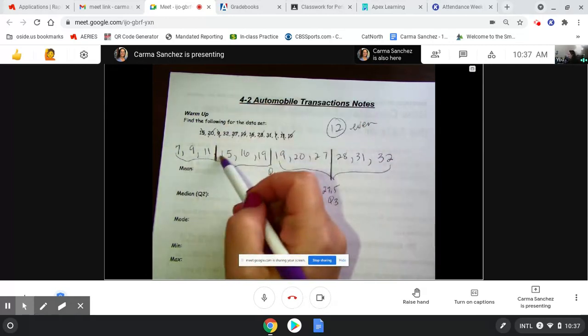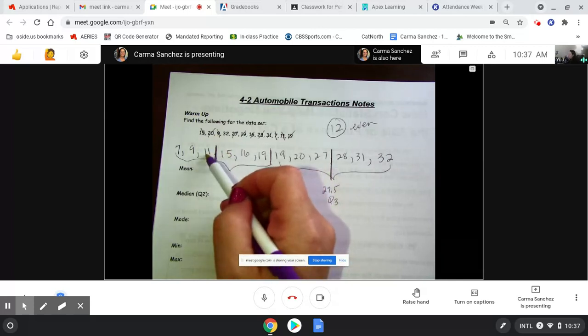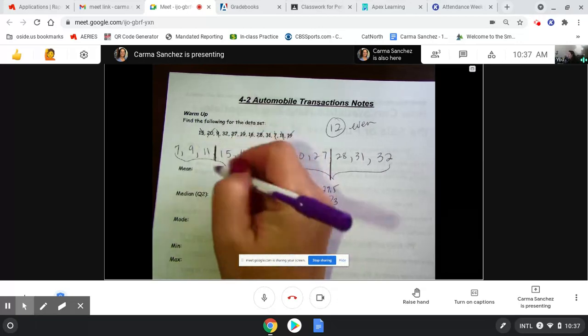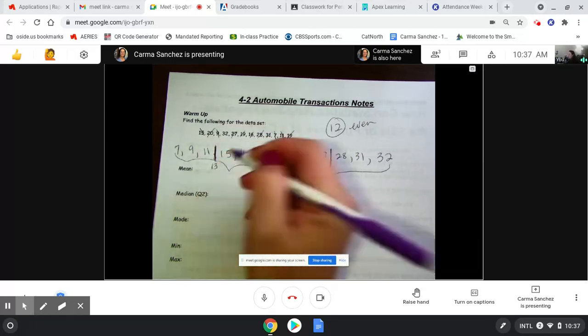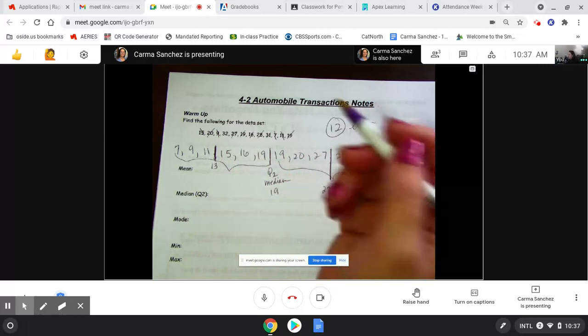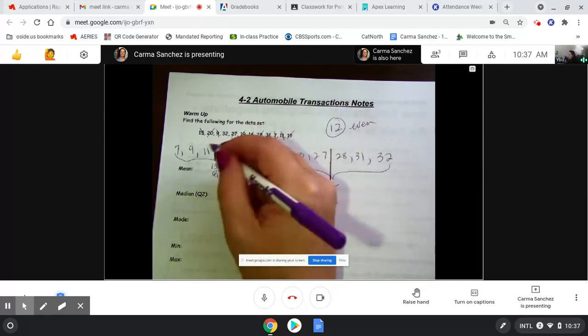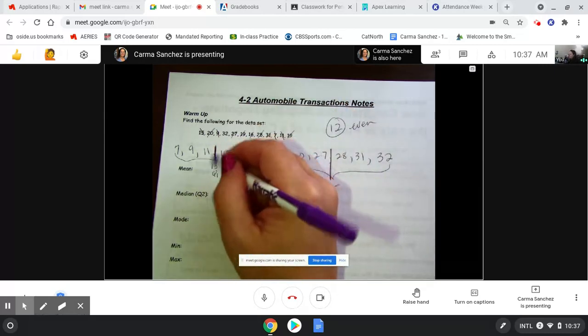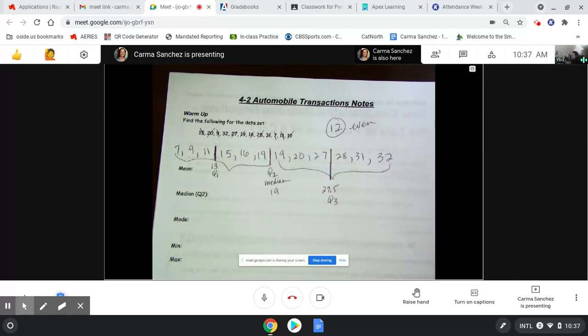So this one might be harder for you to see, like in between 11 and 15. So we're going to actually add them together. 11 plus 15 is 26, and divide by 2. 26 divided by 2 is 13. So your Q1 is the middle of 11 and 15, which is 13. If you can visualize that, great. If not, you just add them and divide by 2.